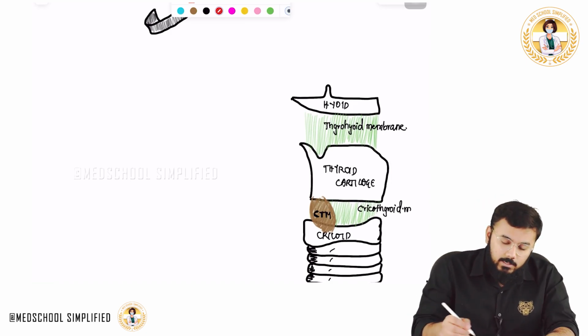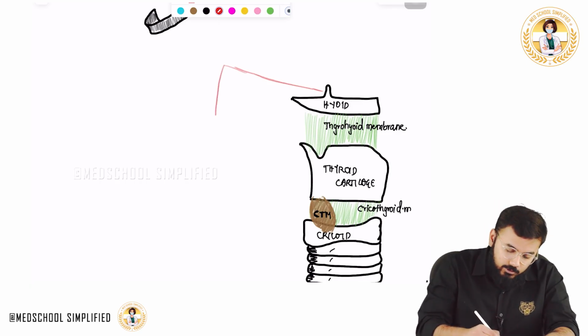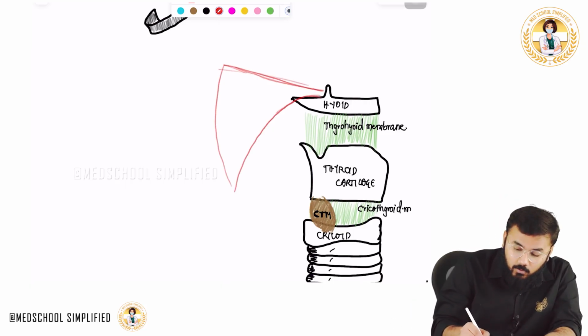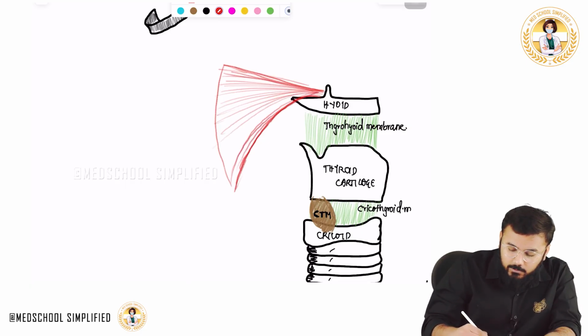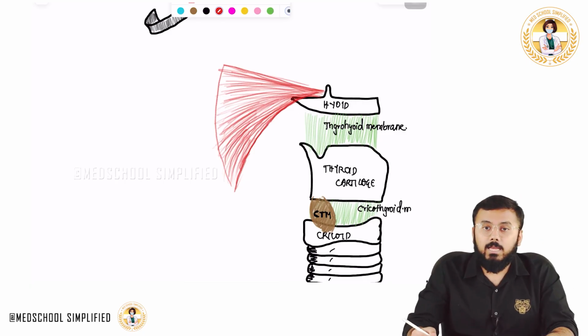Okay, so what is that muscle? See, for example, here you have got this particular muscle, and this muscle comes all the way down, and this particular muscle which you can see is called your middle constrictor. This particular muscle over here is called your middle constrictor muscle. This is your middle constrictor muscle.